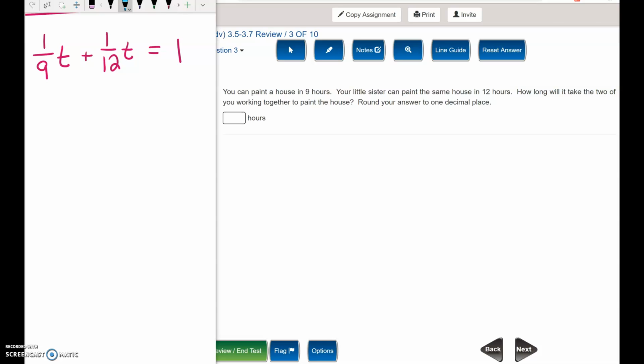To solve this, you need to get rid of the fractions. And there is a smaller number that you could use. I think 30, no, not 36. Yeah, 36 would work, wouldn't it? You can do 9 times something to get 36. You can do 12 times something to get 36. So you could multiply everything by 36. But honestly, the easiest thing to do that doesn't require a whole lot of thought is just do 9 times 12. 9 times 12 is 108. I'm going to multiply everything in this equation by 108.